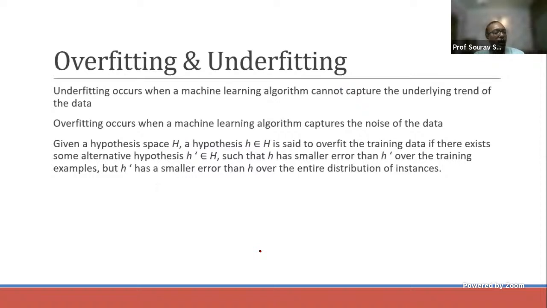So let's come to the last few pieces: overfitting and underfitting. What exactly is overfitting and what exactly is underfitting? Overfitting occurs when the machine learning algorithm captures too much noise of the data, and underfitting occurs when the machine learning algorithm cannot capture the underlying trend of the data. There's an underlying trend in the data, and the machine learning algorithm is unable to capture that. Right? That is the underfitting part.